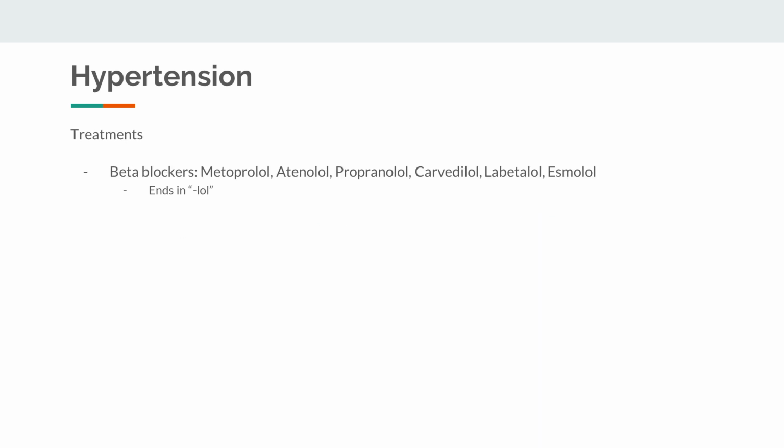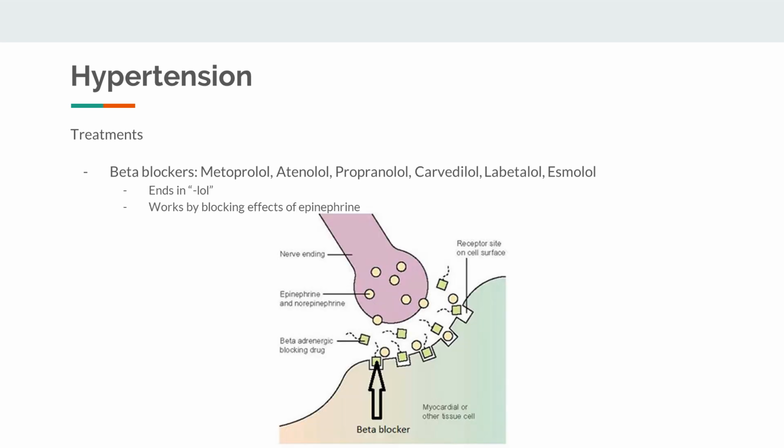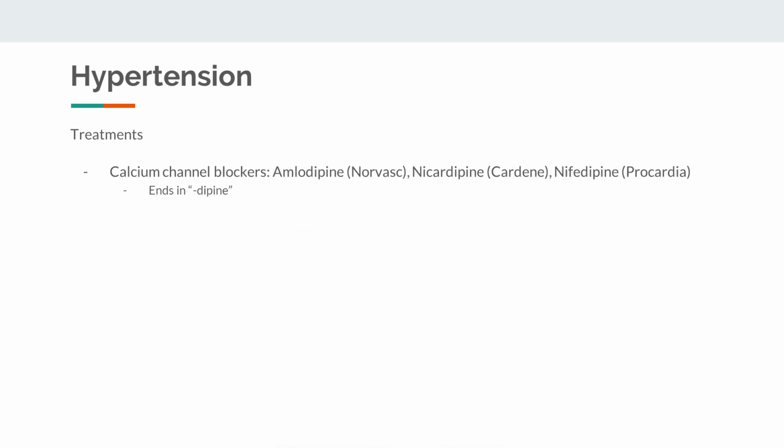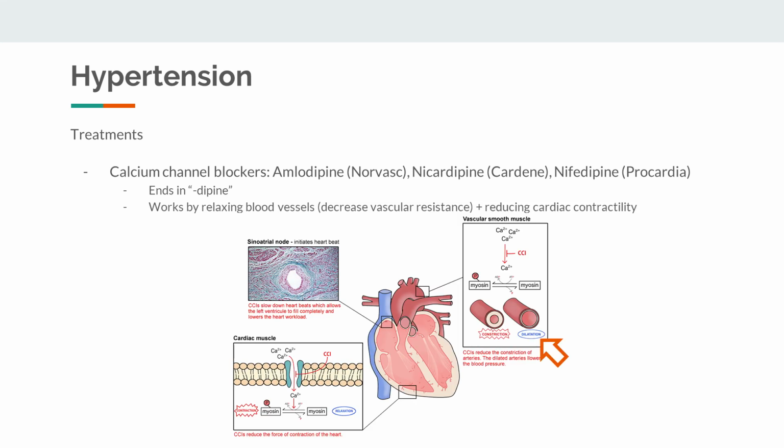Beta blockers usually end in lol and include metoprolol, atenolol, carvedilol, labetalol, and esmolol. Beta blockers work by blocking the effects of epinephrine on the cardiac muscle to decrease contractility of the heart, or how hard the heart squeezes. Calcium channel blockers tend to end in dipine and include amlodipine, nicardipine, and nifedipine. Calcium channel blockers work by causing systemic vasodilation as well as by reducing the heart's contractility.